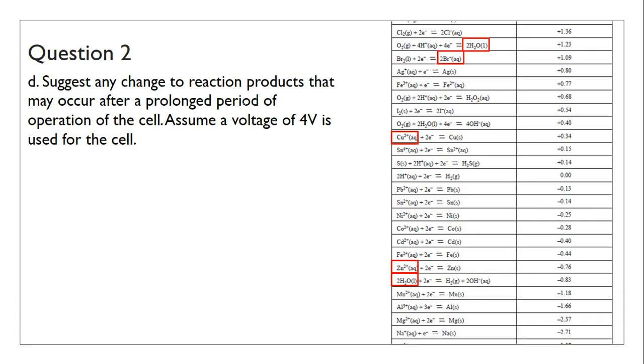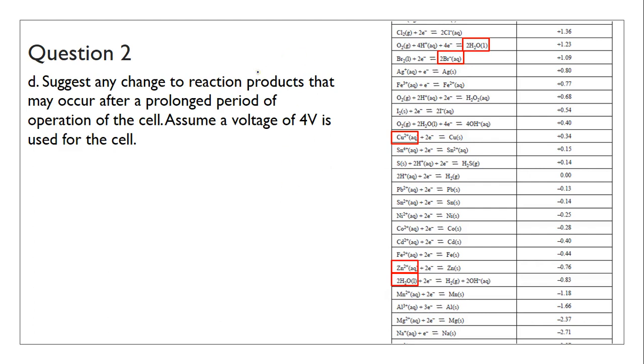Okay, this is when things get a little bit more interesting. So part D of this question asked you to suggest any change to reaction products that may occur after a prolonged period of operation of the cell, assuming a voltage of 4 volt is used.